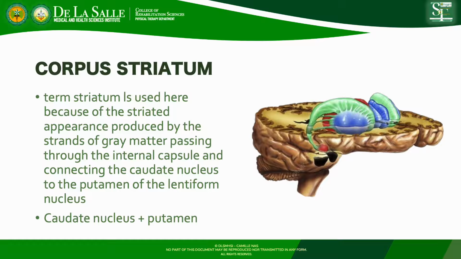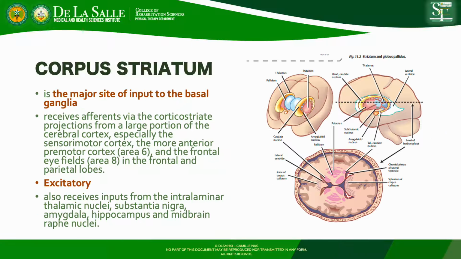And this is such an important structure because the information or the input that will be coming towards the basal ganglia or the basal nuclei will pass through the structure, the corpus striatum. So, since a lot of afferent fibers pass inside the basal nuclei through the corpus striatum, this is the major site of input to the basal nuclei.